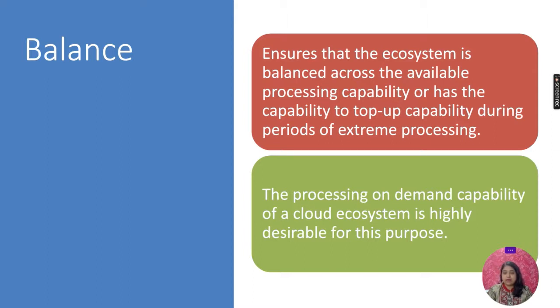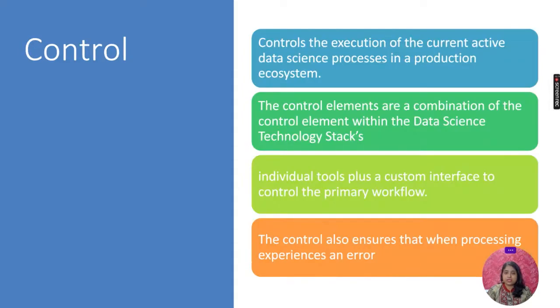That means the balance between the processes can be achieved in the balance sublayer, just to ensure that all the processes are running properly. The processing on demand capability of a cloud ecosystem is highly desirable for this process, and we have to have a good balance between all the processes.